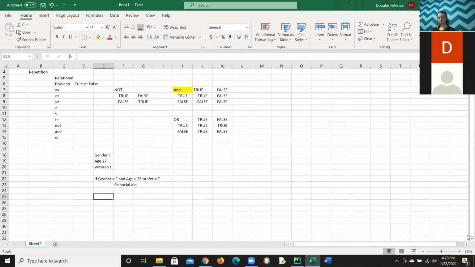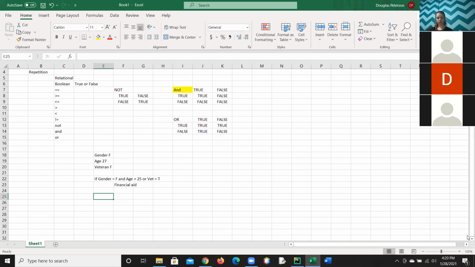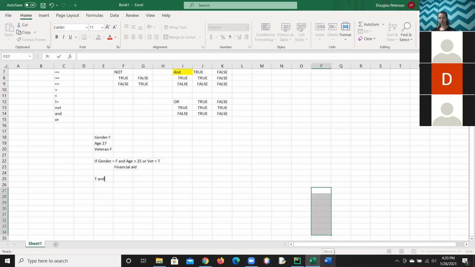James, what do you think? Yes, they would. Okay. Anybody think they wouldn't get financial aid? Nobody? He's right. Okay. So it says if the gender's female, so that's a true. And then is her age over 25? Yes, it is. So we have a true and a true right there. So a true and a true would be equal to true.